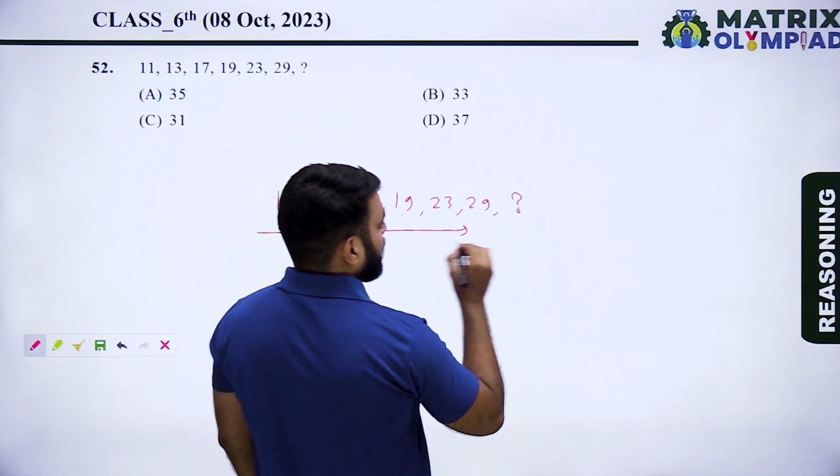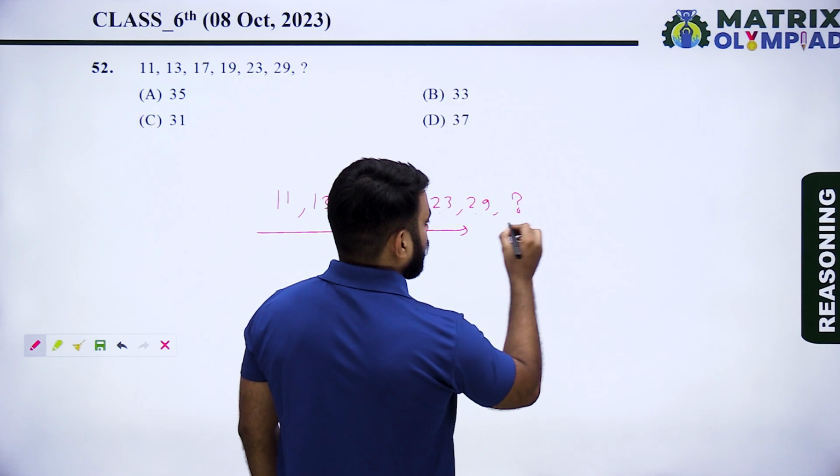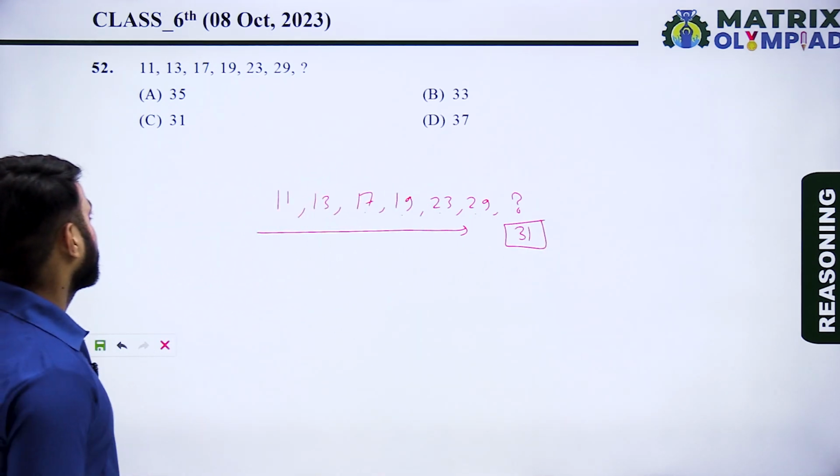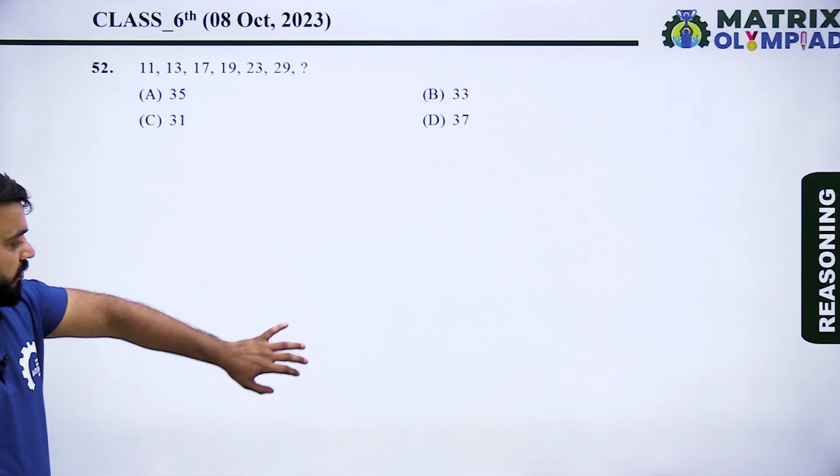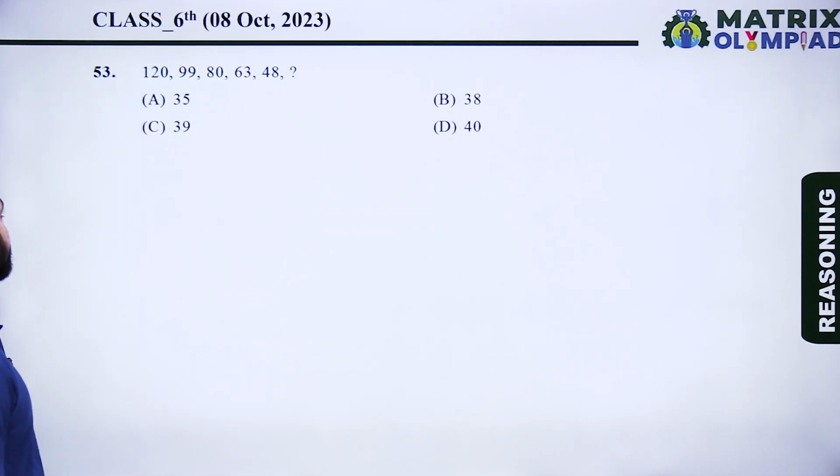So next prime number is 31. 31, it means option C is the correct answer. Now move on to the next question.